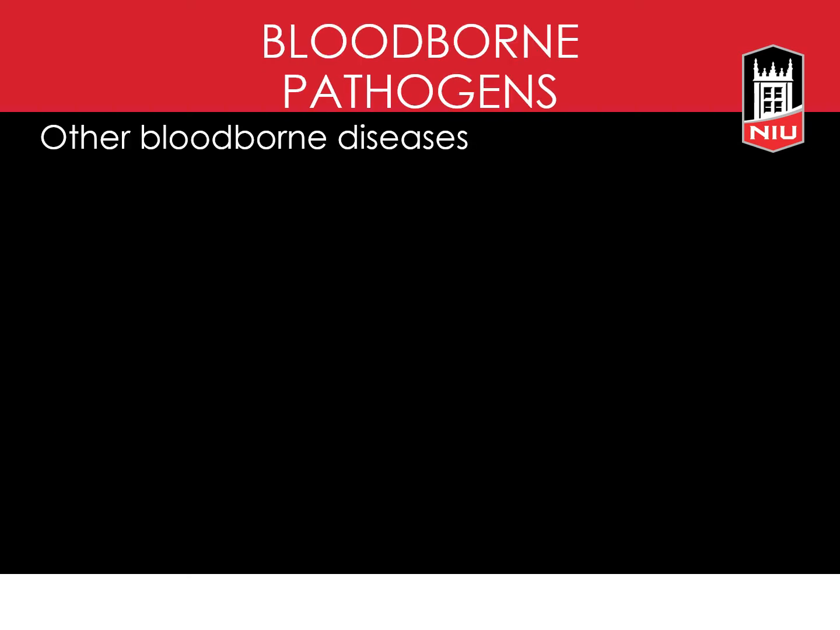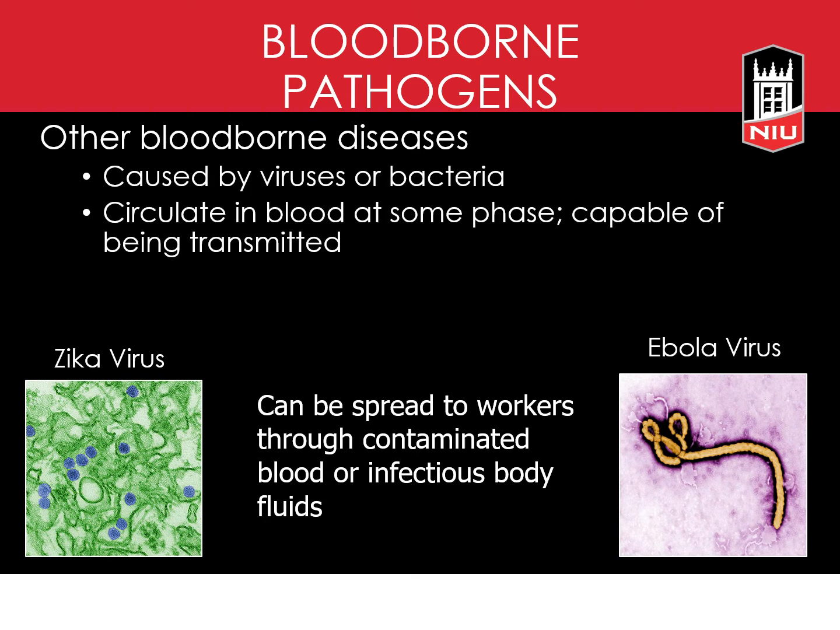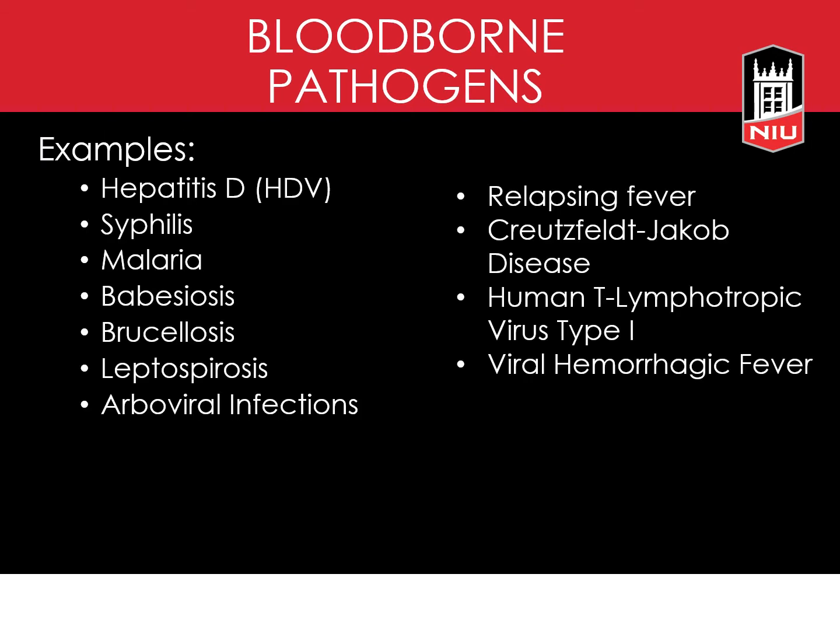There are other bloodborne diseases that occur less frequently. They are caused by viruses or bacteria. They circulate in blood for prolonged periods during at least some phases, and therefore are capable of being transmitted through blood or other potentially infectious materials. Most of these are rare in the United States. Listed here are some additional examples of potential diseases.